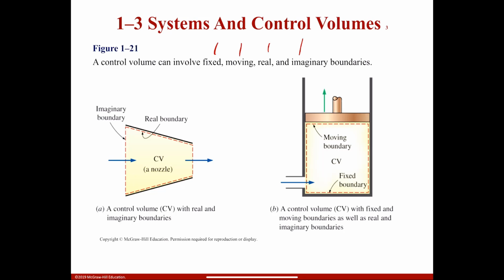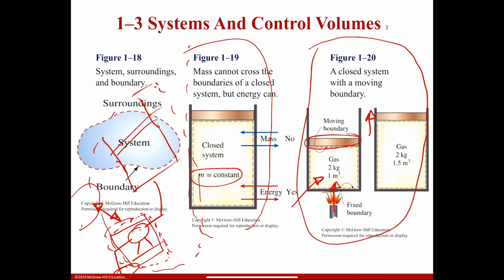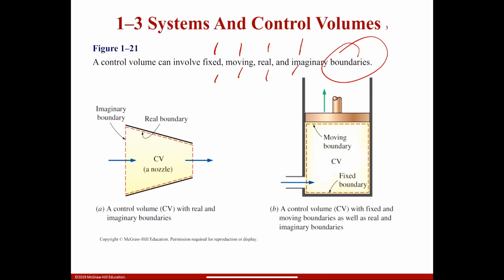Why is that important? Because those fixed, moving, real, and imaginary boundaries are going to help us to define the state of a substance, therefore the energy. Okay, so for now, let's just worry about control volume, and as they could be fixed, moving, real, or imaginary. All right.